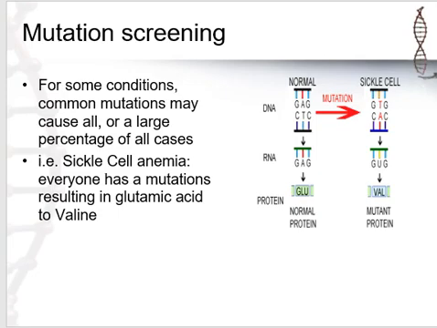An example of this is sickle cell anemia. Everyone has a mutation resulting in a base pair change, so that the amino acid glutamic acid is changed to valine. Every single person with sickle cell anemia has the same change in their DNA.